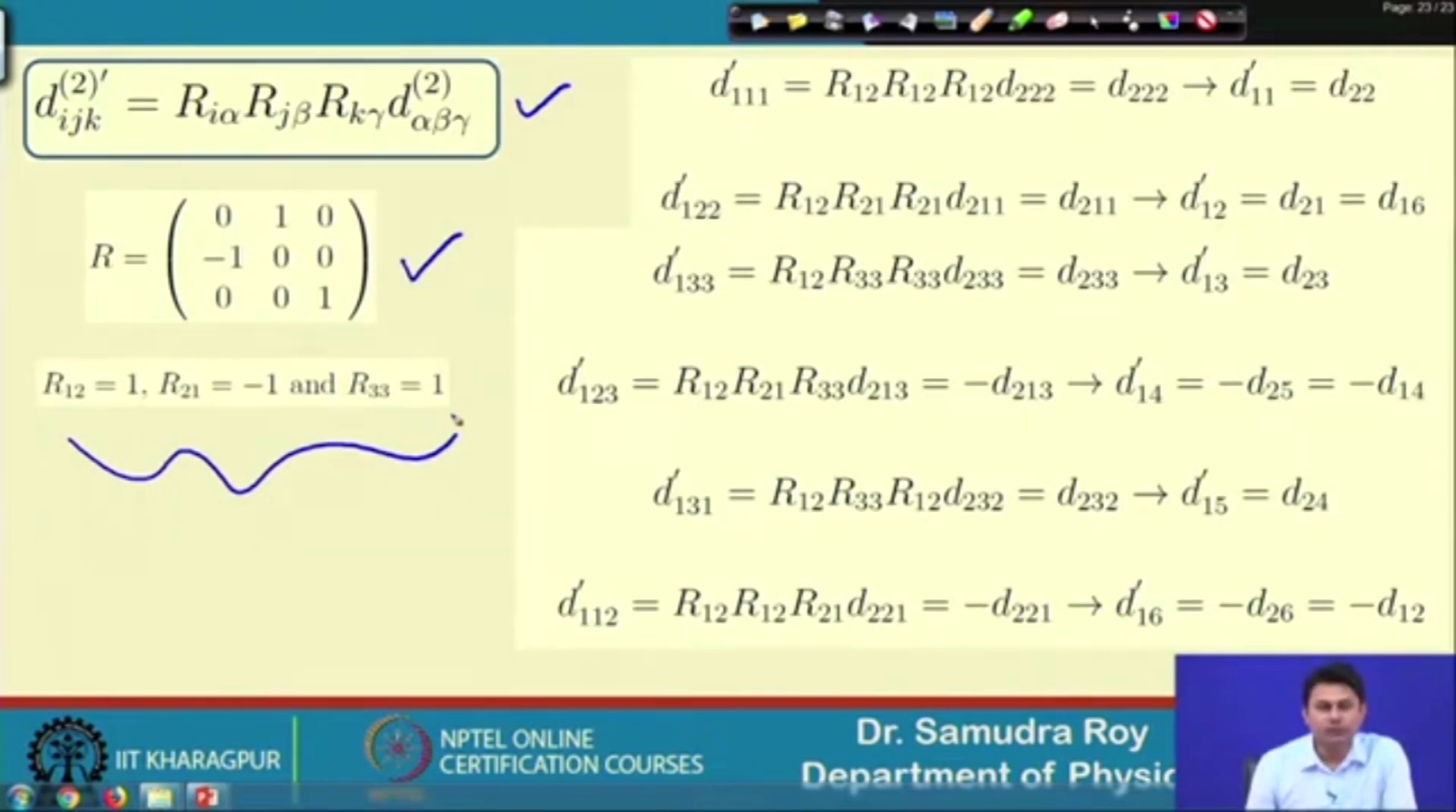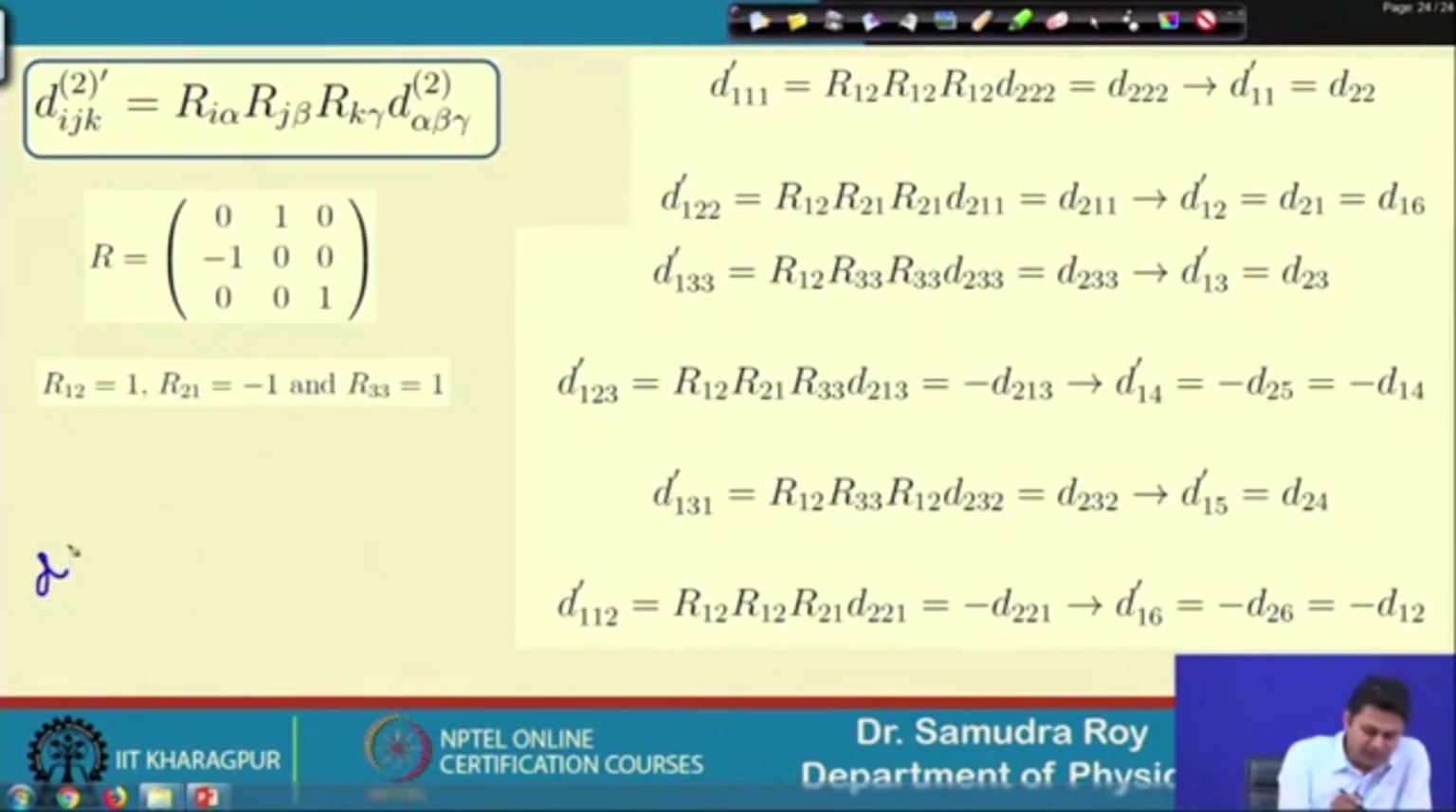Now what will we do? First we will try to find out my D prime 11. D prime 11 is nothing but D prime 111, because I need to use the extended form, not the contracted form, since 3 coefficients are there. So let me give you the idea how to do that. This is my rule, and I need to find 111 prime.